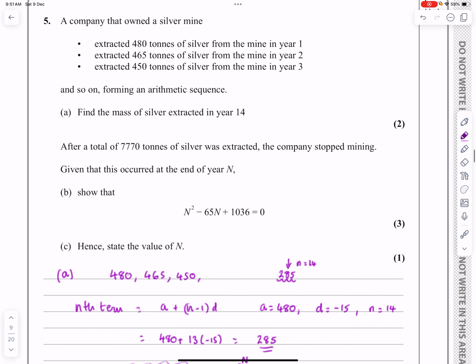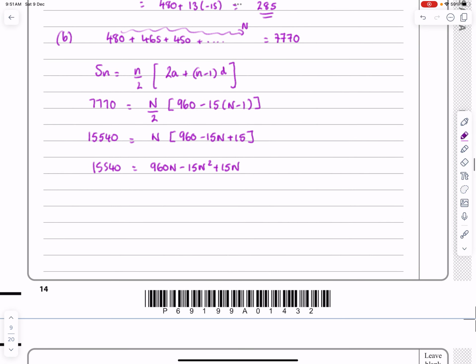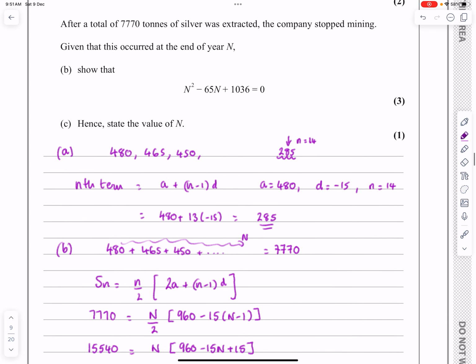Now they've actually told me what they want me to make that quadratic look like. So let's first of all just get this all equal to 0. That's going to be 15n squared minus 975n plus 15540 is equal to 0. I basically just took everything over to the other side. And then if we divide everything by 15, as they're giving me the hint in the question, I'm going to get n squared minus 65n plus 1036 equals 0. So I've proved part B.